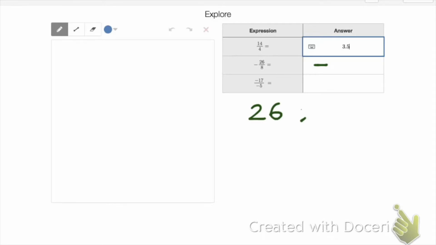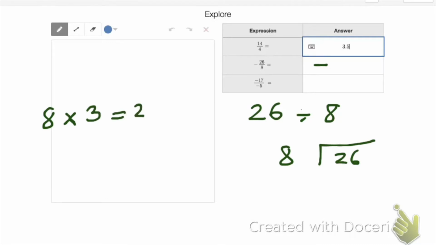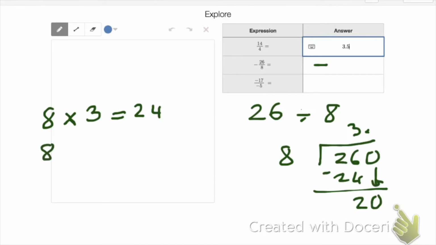26 divided by 8. So if we set it up, 26 is going to go under the bar and 8 is going to go outside. 8 times 3 equals 24. 26 minus 24, we have 2 left over. 8 cannot go into 2, so we have to put the decimal, so we can drop down the 0. 8 times 2 equals 16. And we have 4 left over.